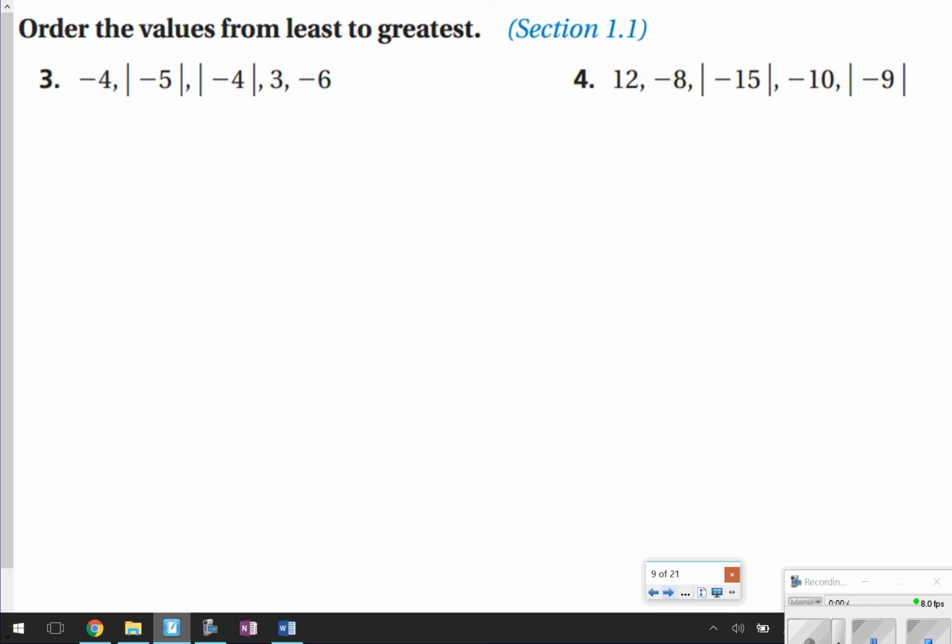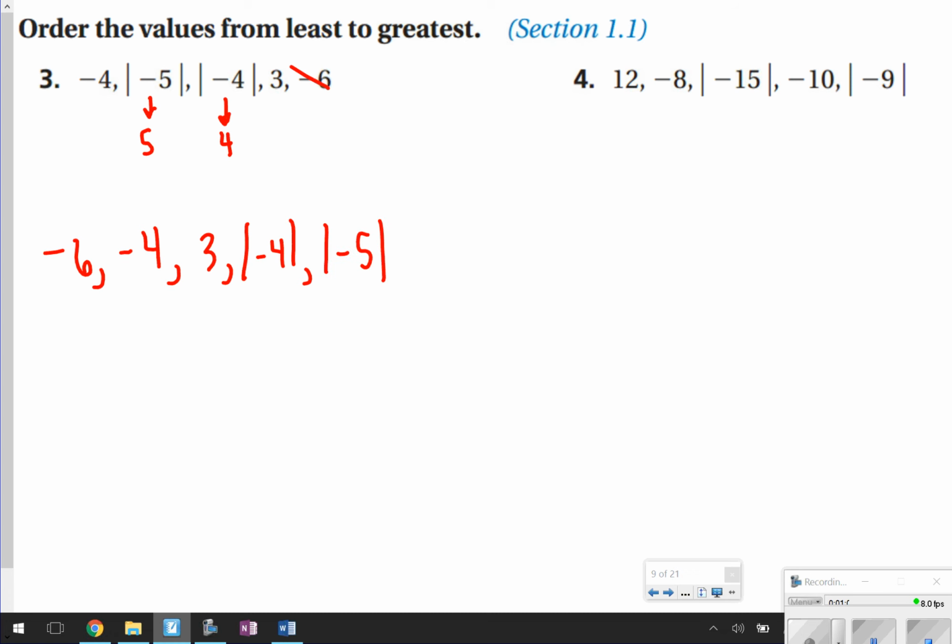Number 3, you're ordering from least to greatest. Remember, as you see your absolute values, you need to solve them first. The least value is going to be -6, and then -4, and then 3, and then the absolute value of -4, and then the absolute value of -5.